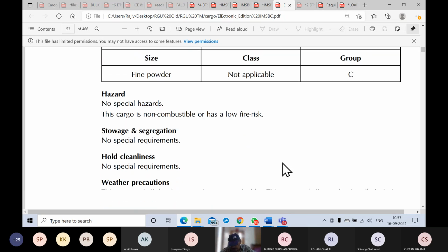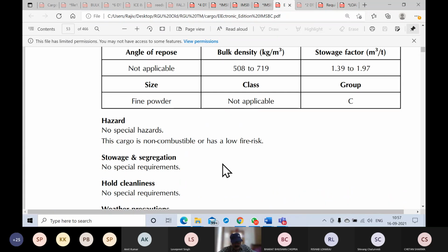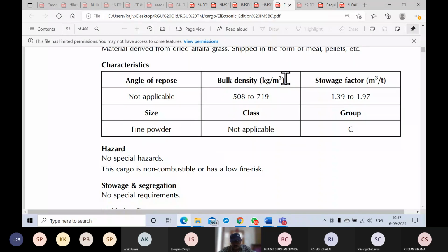Right? So this is how you can refer to the individual schedule for any cargo. Obviously you cannot remember all the cargoes and their hazards. But the book is available to you, maybe in a soft copy, I don't know. I cannot know nowadays what is happening. We used to have a hard copy of this book on the bridge or in the CCR. So IMSBC was always referred to find out the individual schedule like this.